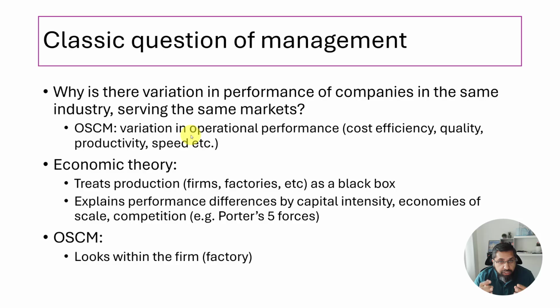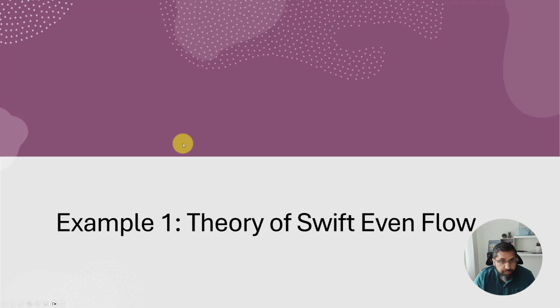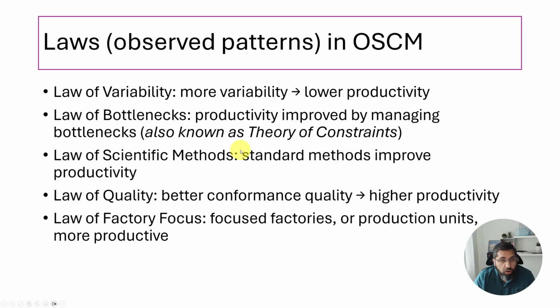When we look at operational performance, things like quality issues, safety, ability to handle different volumes, customizability, cost efficiency, all these supply chain and operations performance parameters, explaining variation in those outcomes becomes the central question of operations and supply chain. So we're going to look at two examples of theory in operations and supply chain. The first is called the theory of swift even flow.